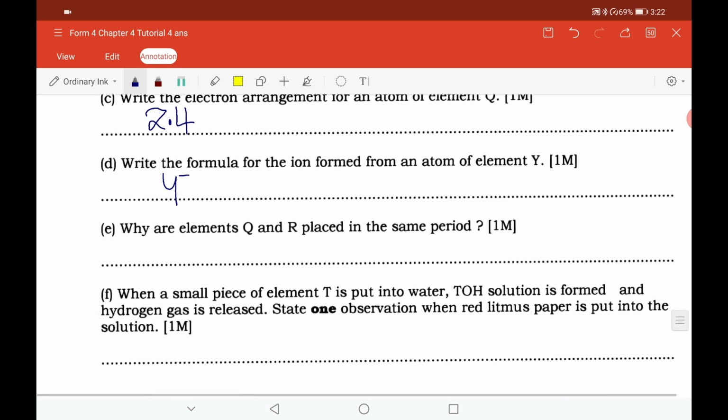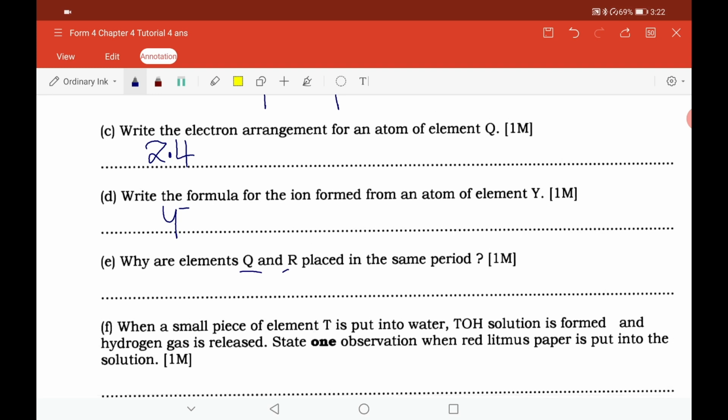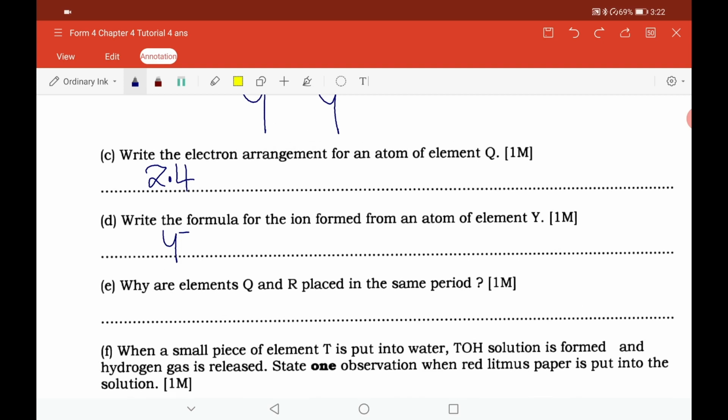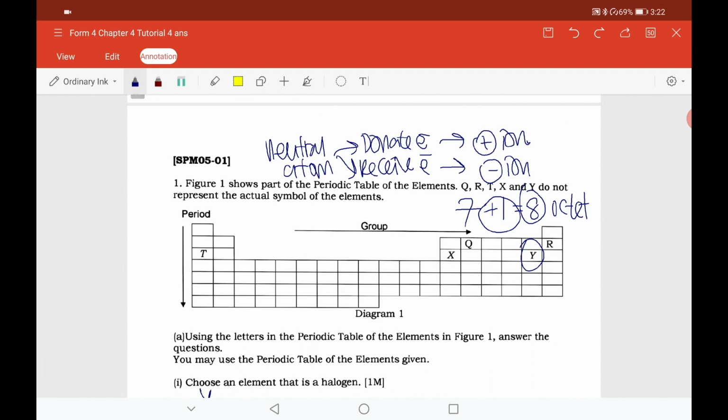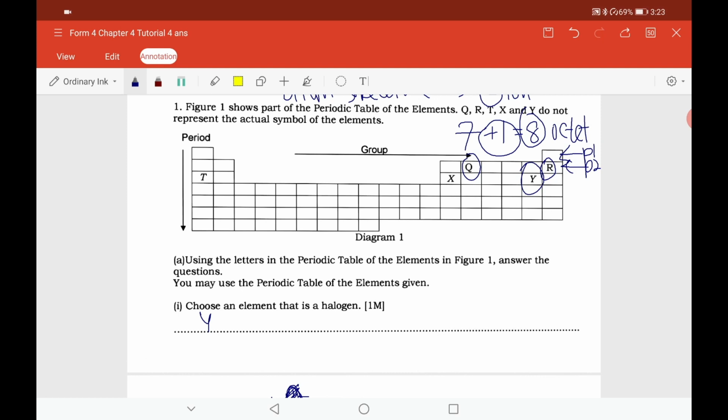All right. So next one, the question is asking why elements Q and R are placed in the same period. This is something we learned in the first lesson. Period is decided by the number of shells. If you look at Q and R, both of them are in period number 2. This is period 1, this is period number 2. Why? They have 2 shells occupied with electrons. Always remember, period is decided by how many shells are occupied with electrons.